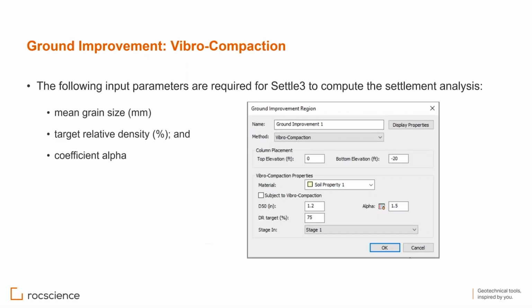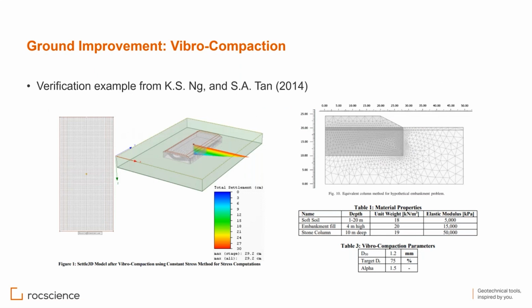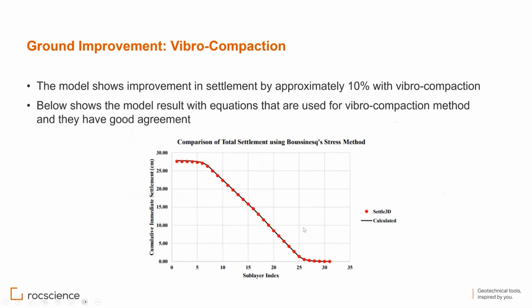So in terms of explaining vibro-compaction, the following input parameters are required for Settle3 to compute the settlement analysis. These include the mean grain size, the target relative density, as we've explained earlier, and the coefficient alpha values. We have a verification example from the paper, which analyzed the FVM model using equivalent stiffness of the improved ground region. And these are the following properties that they've used.